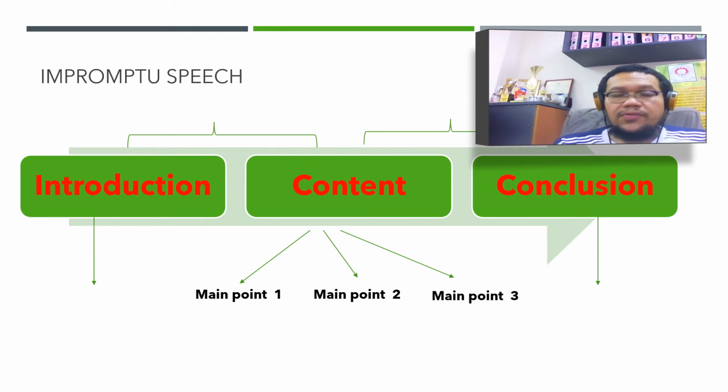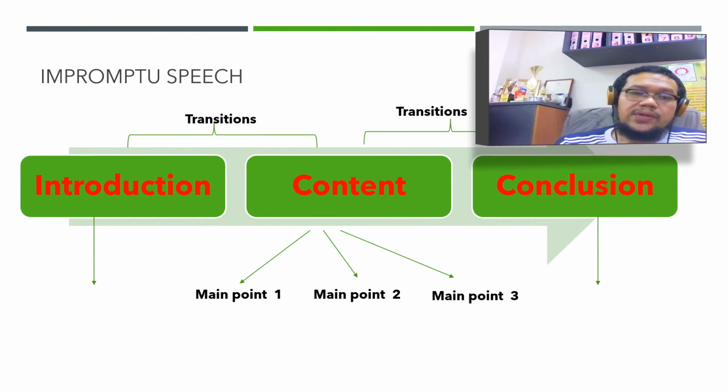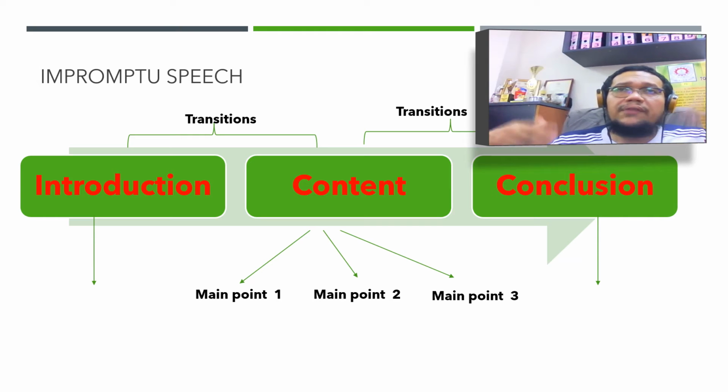Don't forget the transition, the main transition from introduction to main point 1. Okay, main point 1 to main point 2, and until conclusion you should have transitions. I think you use a lot of transitions when you do informative and persuasive, so I think you are well versed about transitions. You can use a lot of transitions, like first, second, third, or maybe logical connectors or sequence connectors, like in addition, furthermore, besides, and so on.